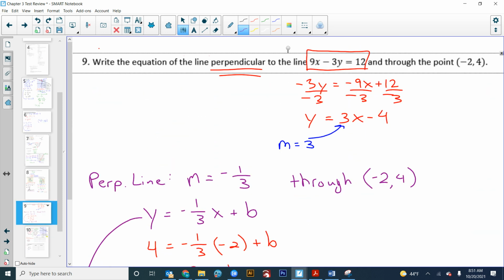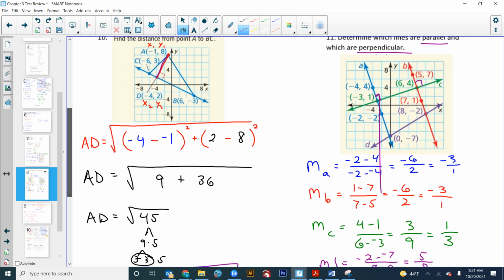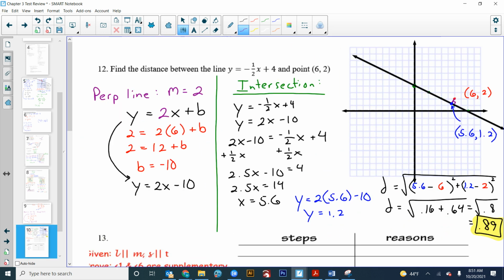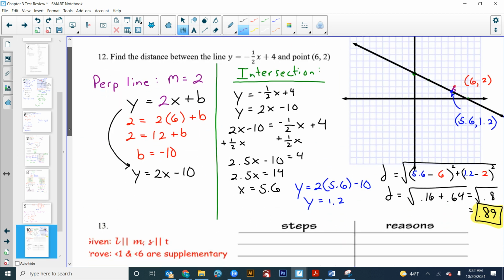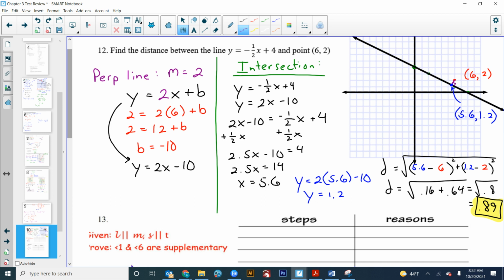Did I skip one? 9, 10, 11, good. 12. 12 is the tough one. Can you guys see this? Can you see it right? Look how close they are, right? Really close. Man, if these little blocks are 1 unit by 1 unit, that distance from the red point to that line is not very long.